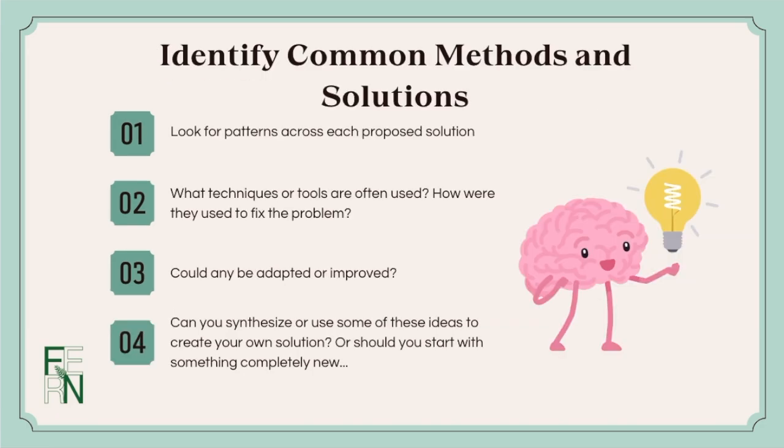Identify common methods and solutions. Once you've gone through your sources, it's time to look for patterns. Are there certain tools or techniques that keep showing up? Were they used in different ways or similar ways across the projects? Could you adapt or combine these methods for your own idea? You don't have to reinvent everything. Sometimes the best innovation is building on what's already out there, but in a new way. Or if the existing ideas don't quite work, you might find yourself starting completely fresh, which is also great.